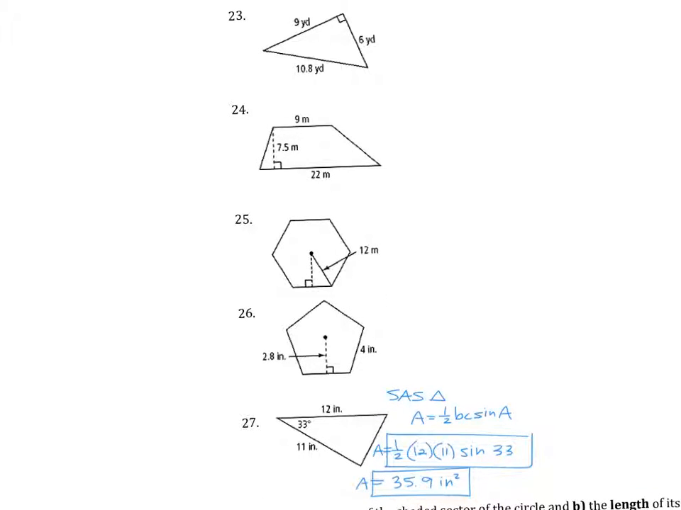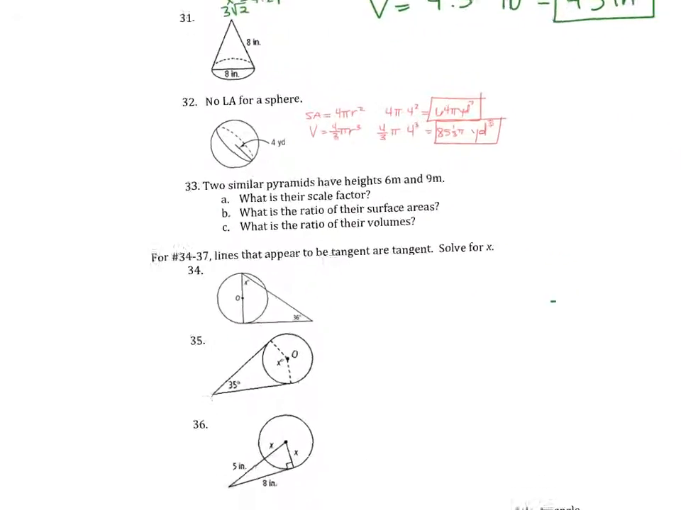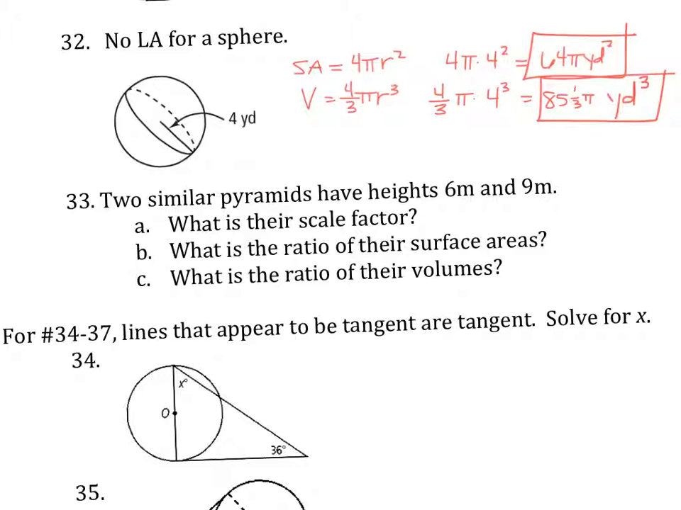Yeah, Sarah. For 33, just for the volume ratio, do you cube the scale factor, or do you cube the surface area? You cube the scale factor, but once you've reduced your scale factor. So like here you have heights of 6 and 9. So your scale factor is 6 to 9, but you want to reduce that to 2 to 3, right? So that is the ratio that you cube then. So this would be 2 cubed and 3 cubed. So 8 to 27.